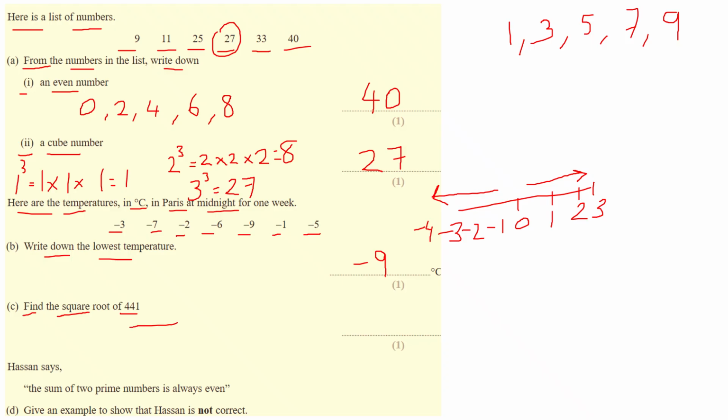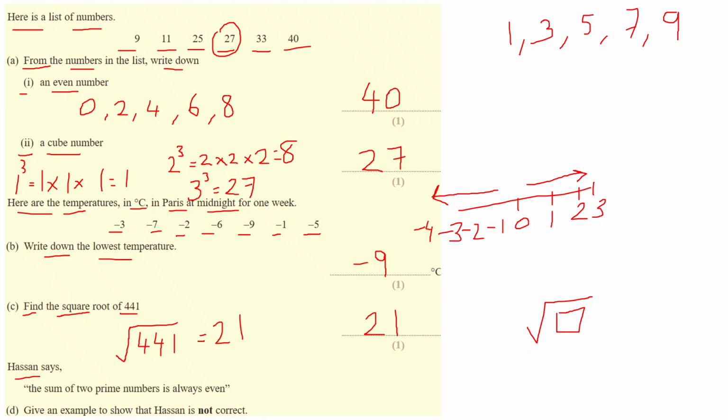Okay, part C, find the square root of 441. So this actually is a calculator question, a calculator paper question from an IGCSE example, foundation tier. So I'm going to type in the square root button, which is this button here on my calculator. It's going to look like that. If I plug it in, I get 21, because 21 squared, or 21 times 21, is 441.